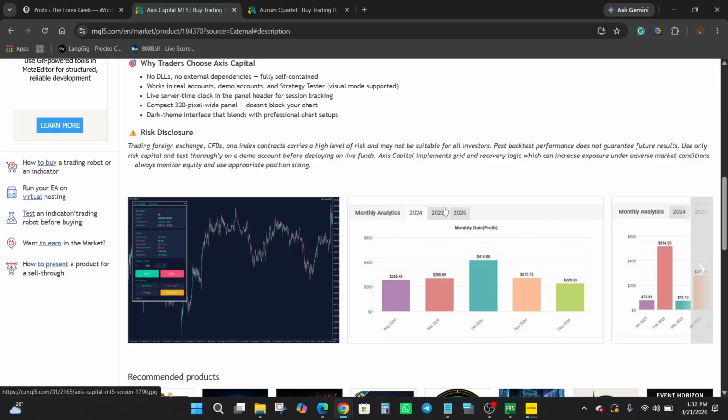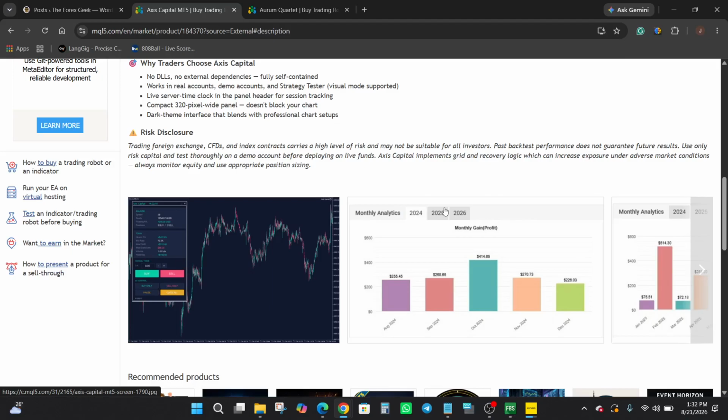But overall, Axis Capital has a fairly feature-rich design, particularly around automated position management and user controls. At the same time, the developer highlights the risks associated with its grid and recovery logic, including the possibility of increased exposure during adverse conditions. So based strictly on the marketplace information, this is an MT5 EA focused on XAUUSD using 3 signal engines and a fairly involved recovery and position management system. Whether that approach fits your trading style is something you would need to determine for yourself.